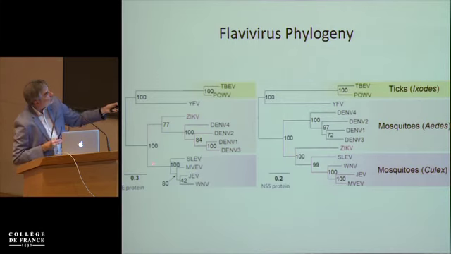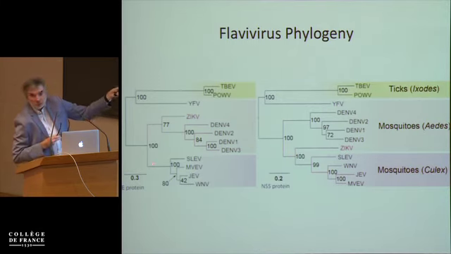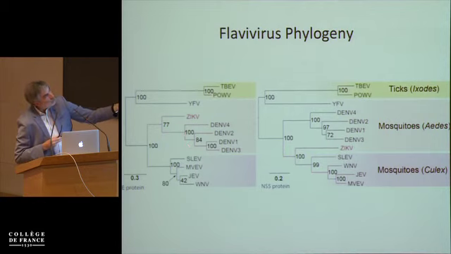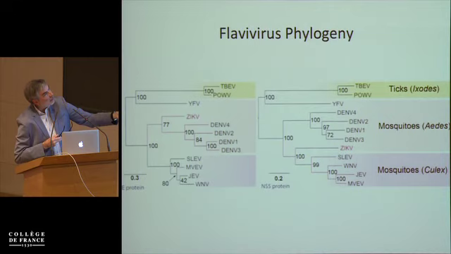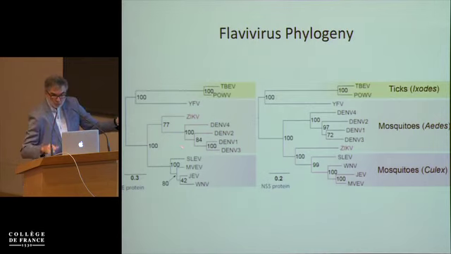If you do the phylogeny using the envelope protein, you get that Zika is actually the closest one to dengue. Whereas if you do the phylogeny using the polymerase, for instance, you get that Zika clusters with West Nile and those encephalitic mosquito-transmitted viruses that are transmitted by Culex mosquitoes. So this was an interesting finding, and I'll come back to that.